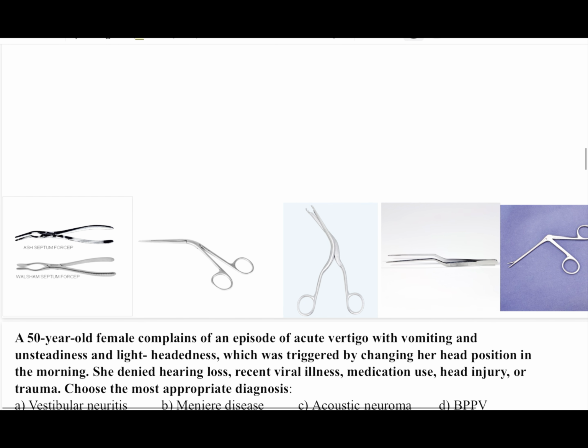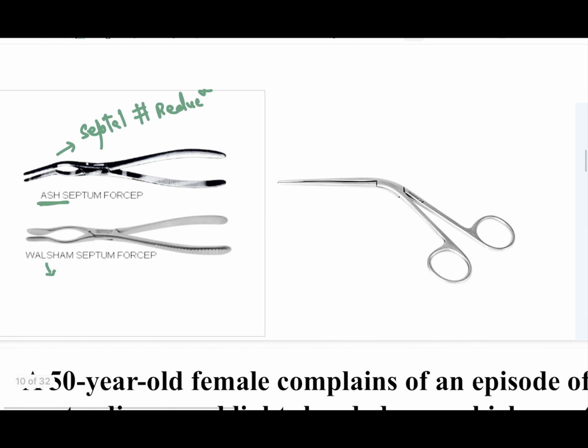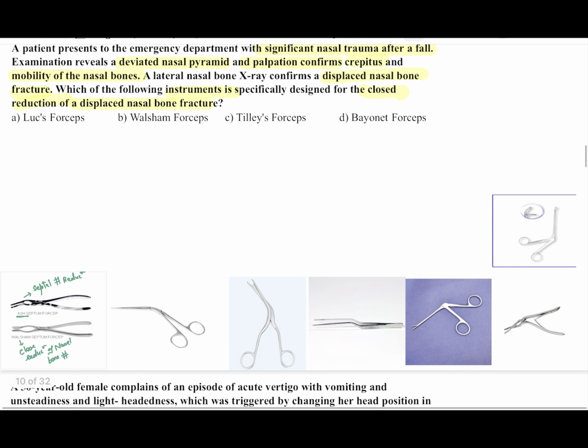Okay? So here I have added all the forceps used in ENT. Okay, so first is the septum forceps. Since it is saying septum, this is used for septal fracture reduction. Next is Walsham's forceps. Walsham's forceps is for the closed reduction of nasal bone fracture. So here we need closed reduction for a displaced nasal fracture. So the correct answer will be Walsham's forceps.